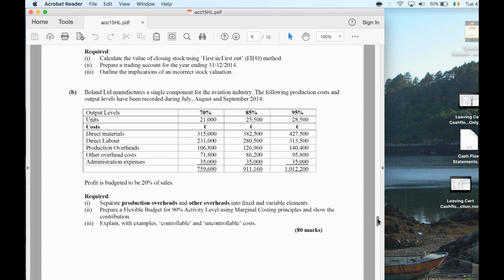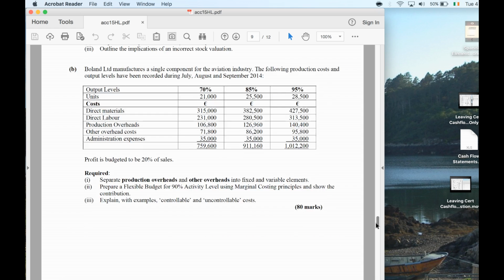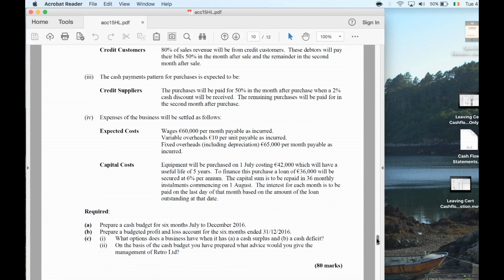Okay. Next one, controllable and uncontrollable costs. Controllable are things that we can decide ourselves. So you could say advertising is a controllable cost, and wages is a controllable cost, because we decide how much we want to spend on advertising or wages. Whereas things like, let's say, electricity, or maybe raw material prices, may be uncontrollable because they are outside our remit. We don't control those. Next one.